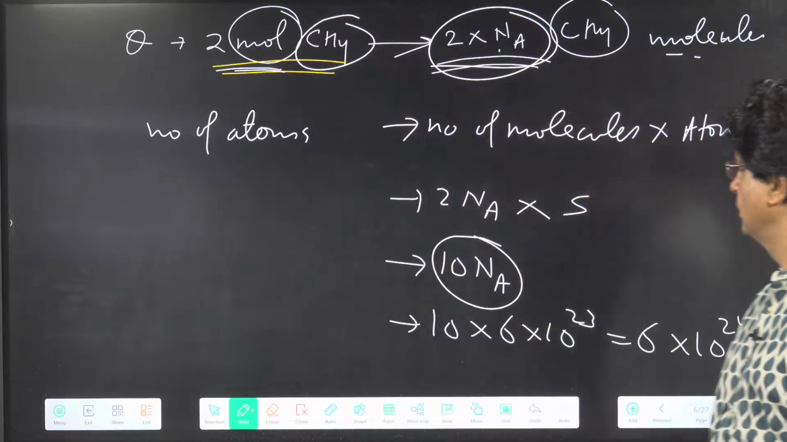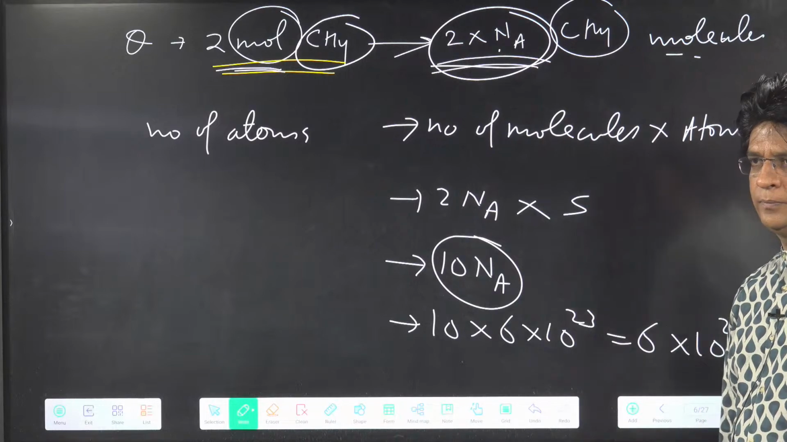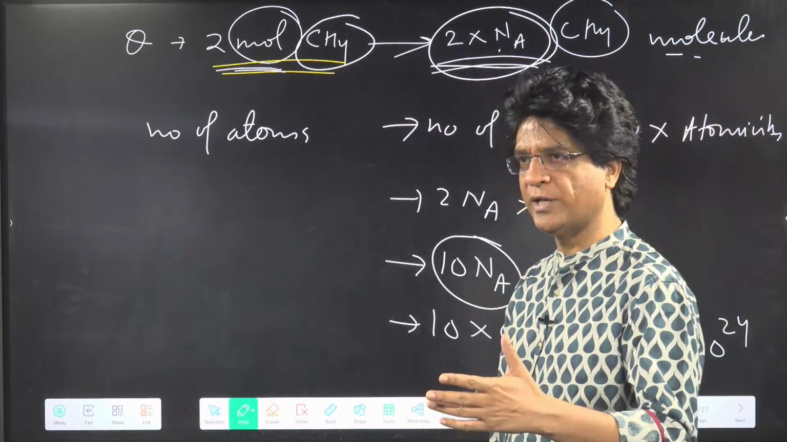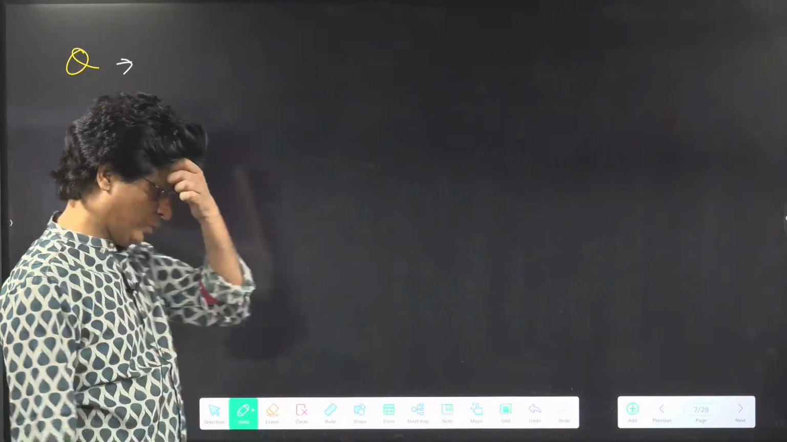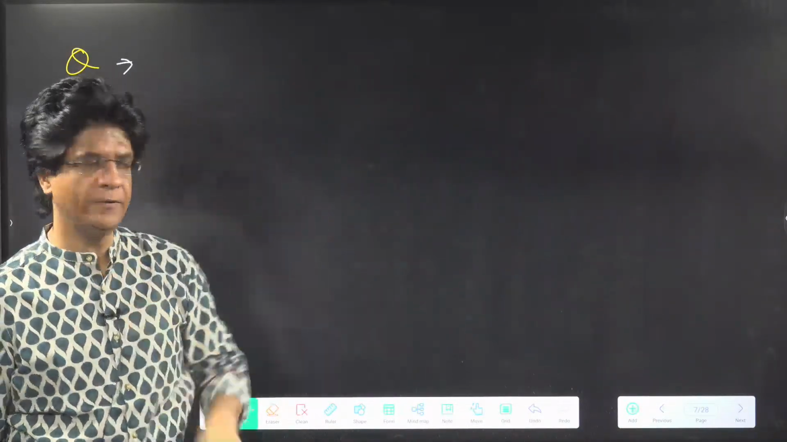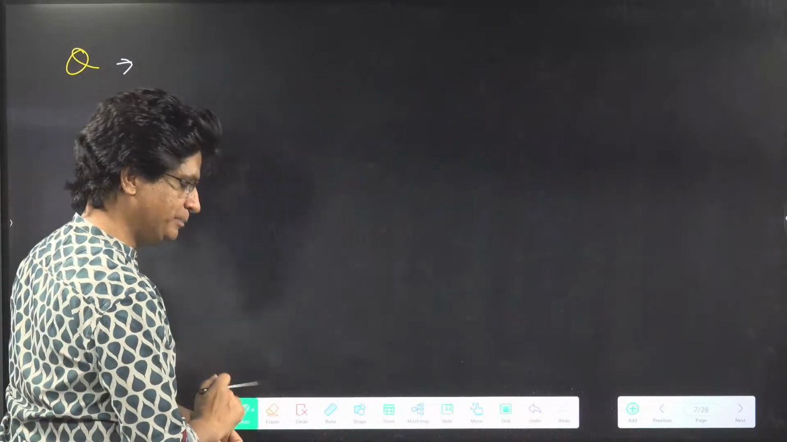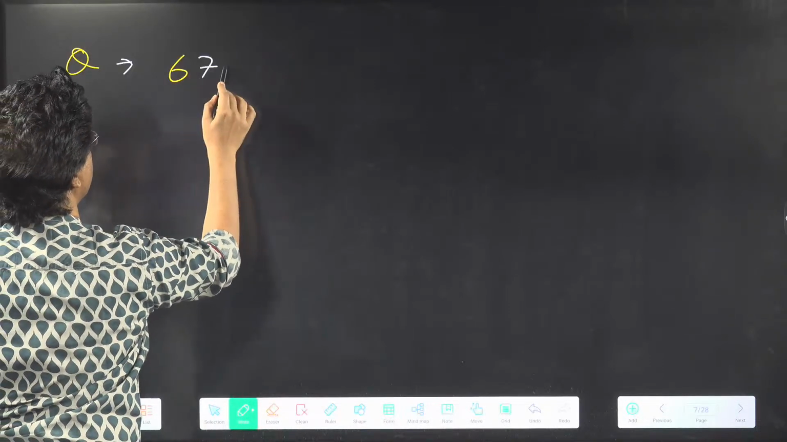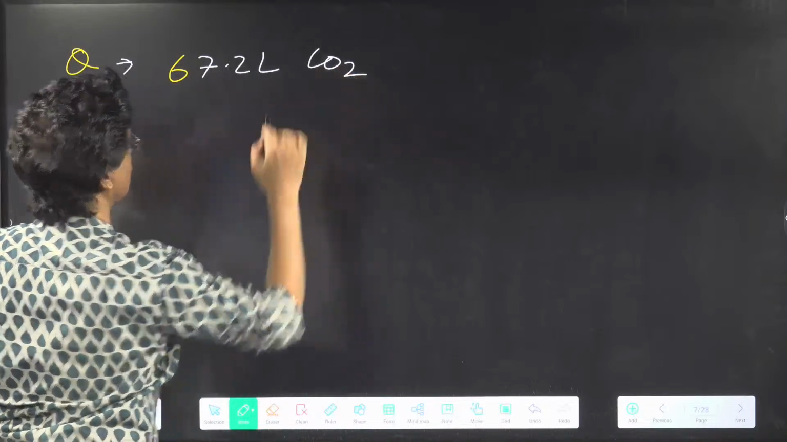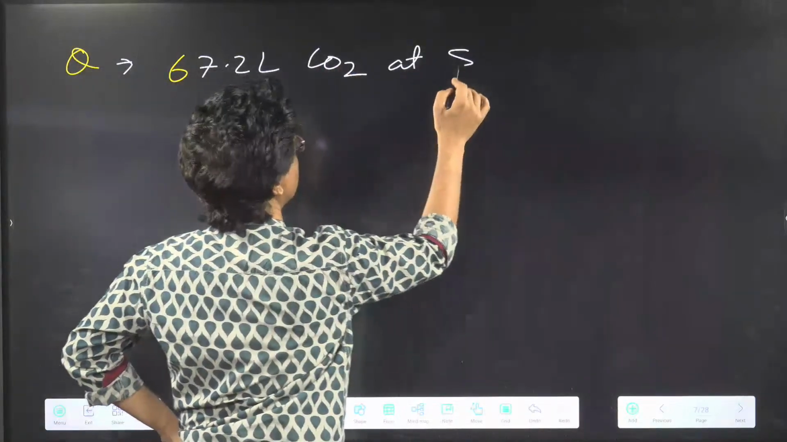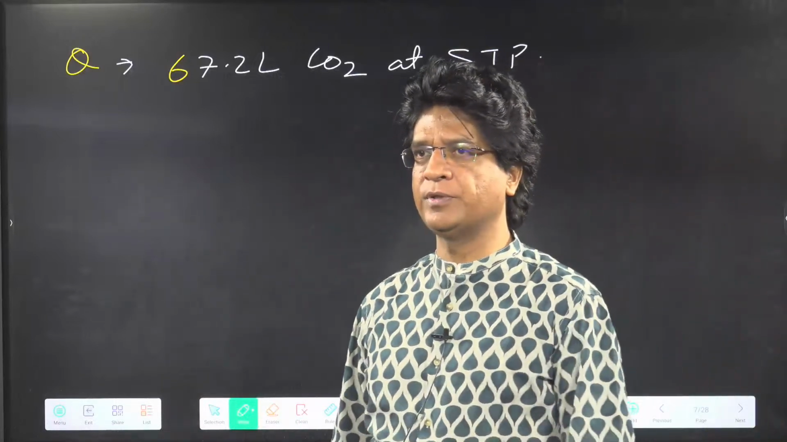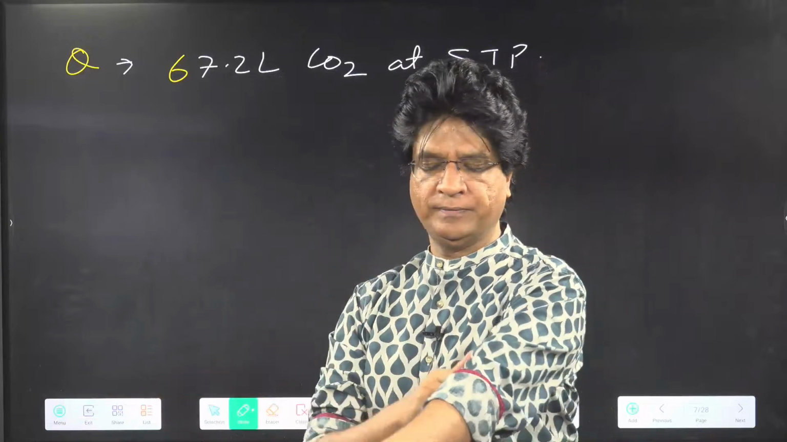Good. I hope this is clear now. Shall we go for the next question? This question is comparatively easy for you now. If I give you 67.2 liters of CO2 at STP, find out the number of atoms.